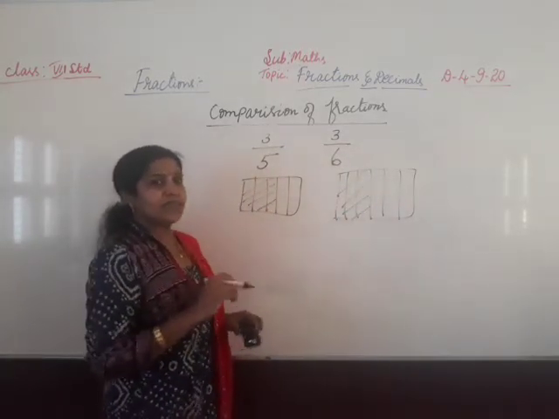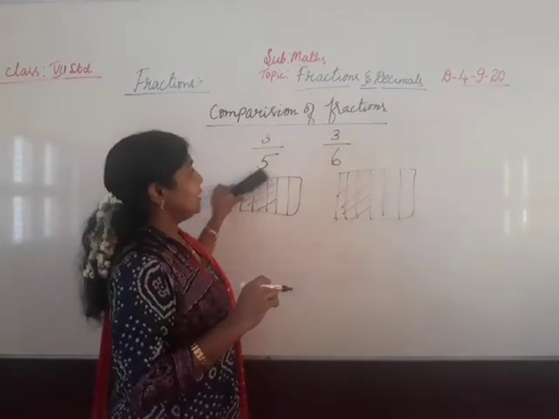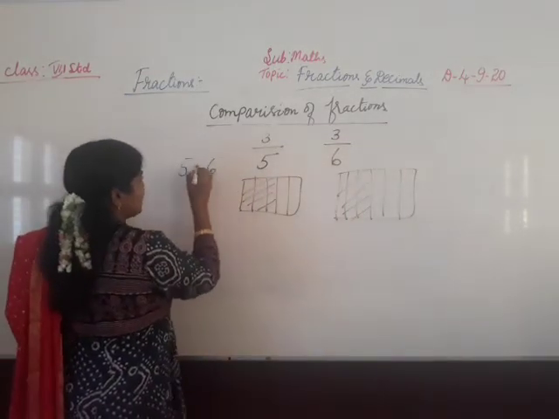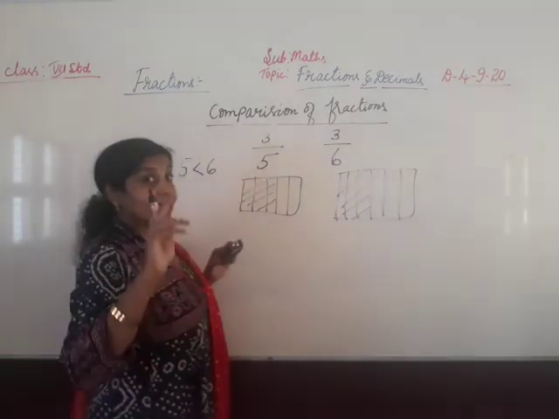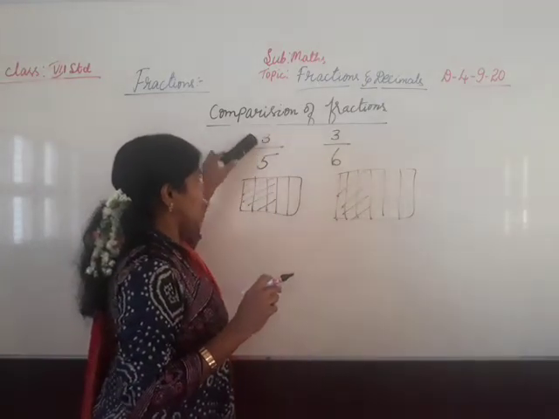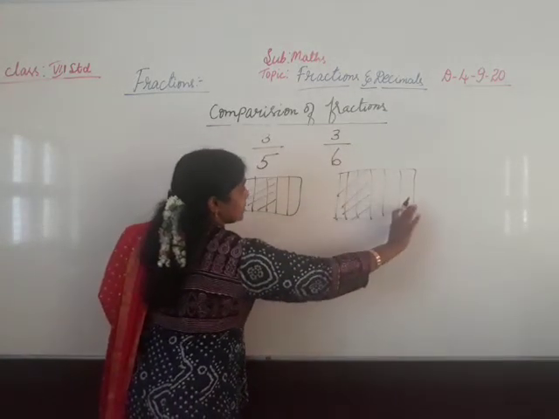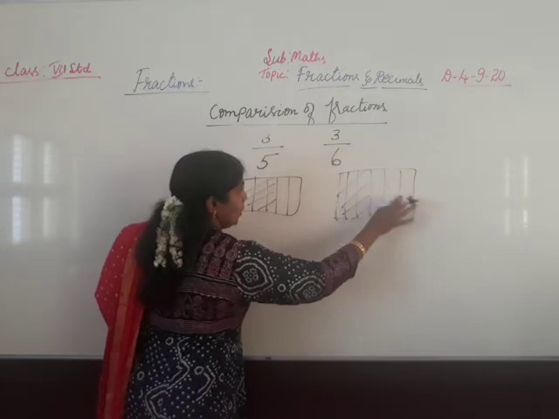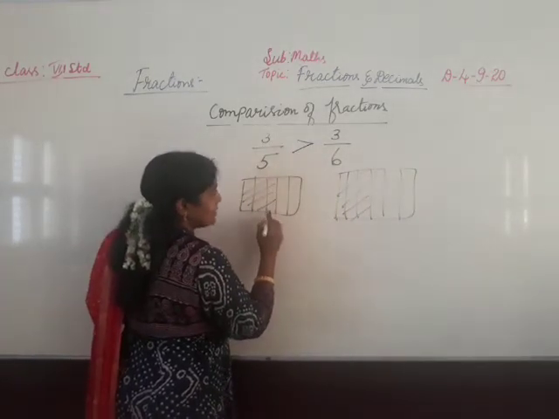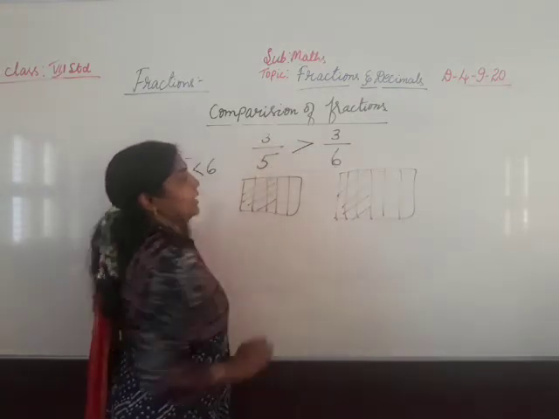Then how to compare this one? Numerators are the same, so we cannot compare the numerators. We have to compare the denominators. Here if I take 5 and 6, obviously 5 is less than 6 in number form, but we are taking fraction form, 3 by 5 and 3 by 6. Here the number of parts unshaded is less in 3 by 5, and more in 3 by 6. So 3 by 5 is greater than 3 by 6.